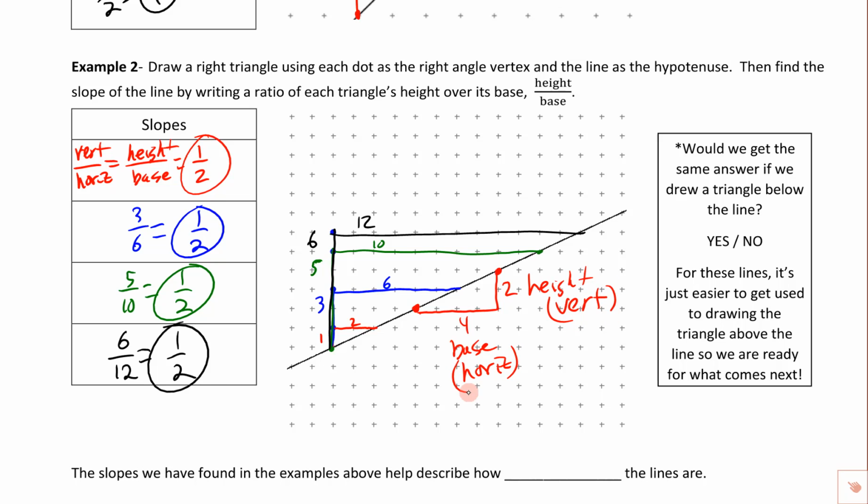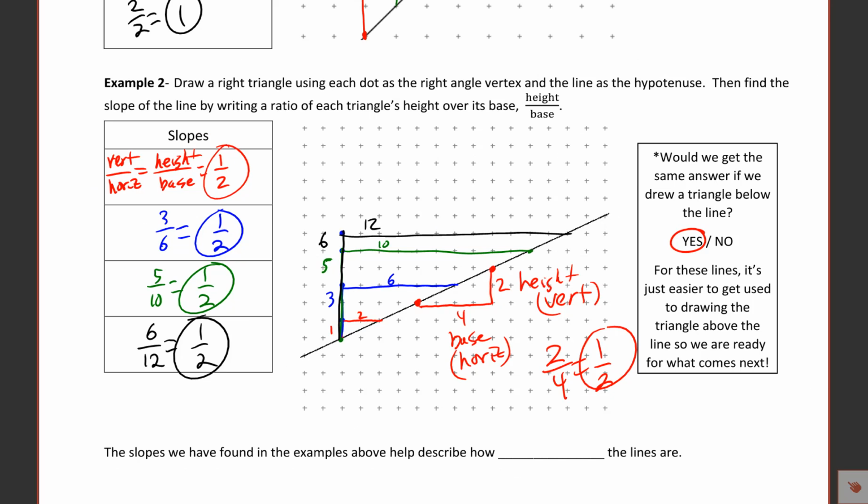So let's go ahead and make the slope fraction. It was always the height over the base, the vertical over the horizontal. So let's put 2 over 4, and we end up with 1/2. We end up with exactly the same answer that we did for all the other ones. So the answer for this is yes. Now for these lines, it's just easier to get used to drawing the triangle above that line right there. And that's going to help us be ready for what's going to come in the next couple of sections.